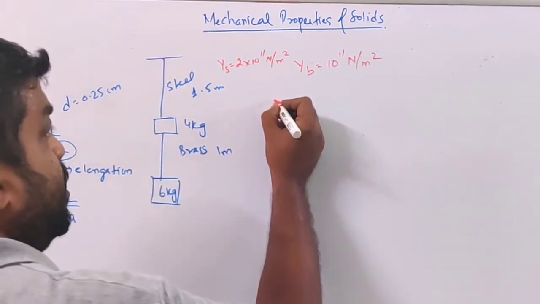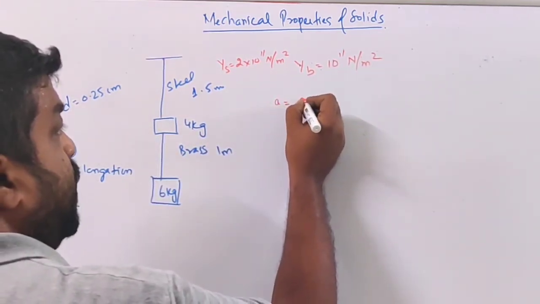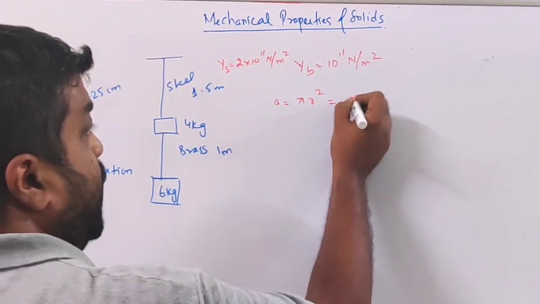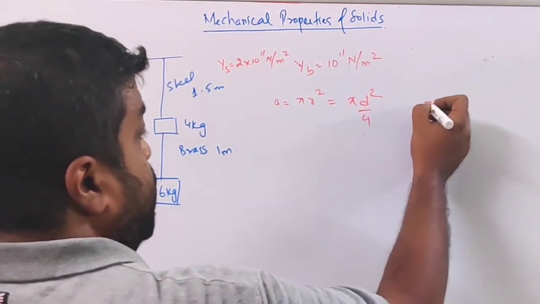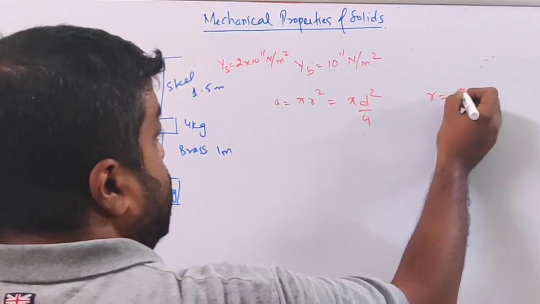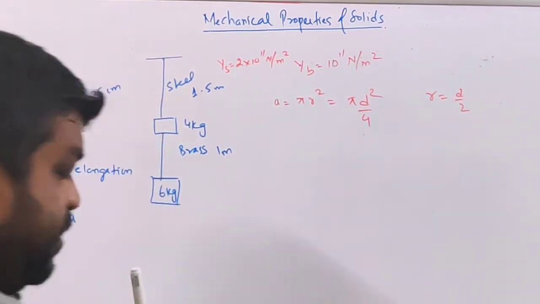From diameter, how to calculate the area? Area is pi r square, so that is equal to pi d square by 4, because r is equal to d by 2, radius equal to half the diameter.